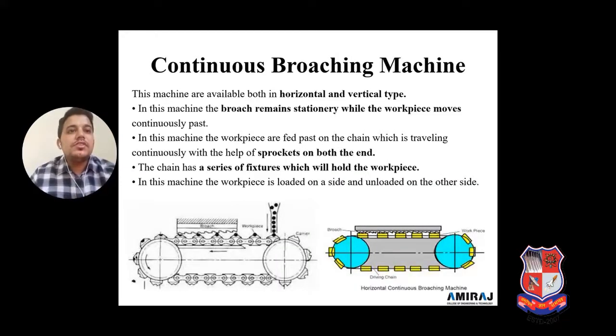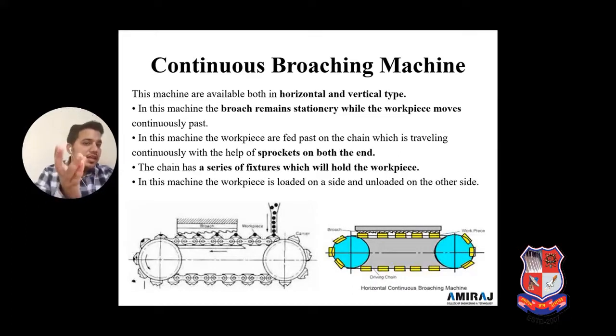Now, the continuous broaching machine. So what is the continuous broaching machine? When we require mass production or a continuous production line, and the workpiece size is very small and continuous broaching operation is required, at that time we prefer the continuous broaching machine. These machines are available in both horizontal as well as vertical.